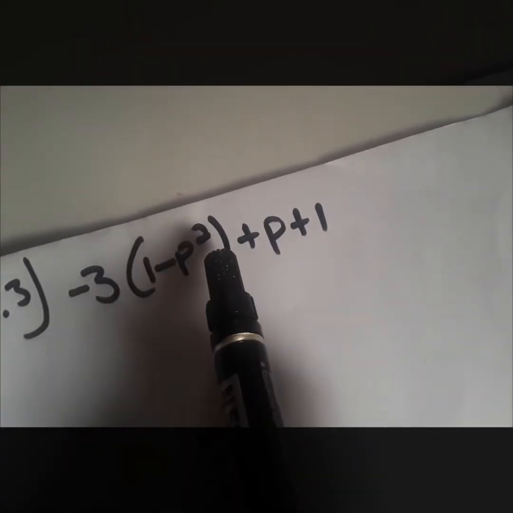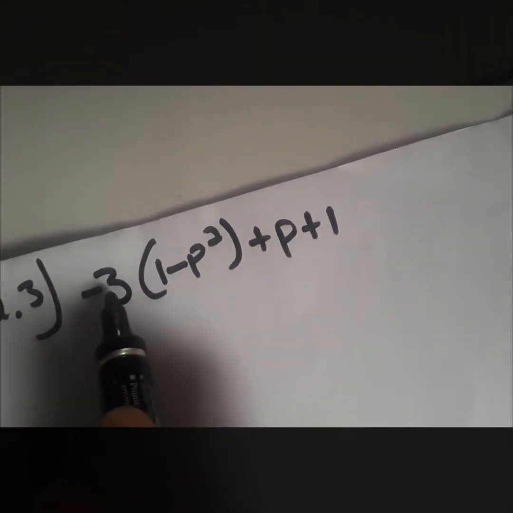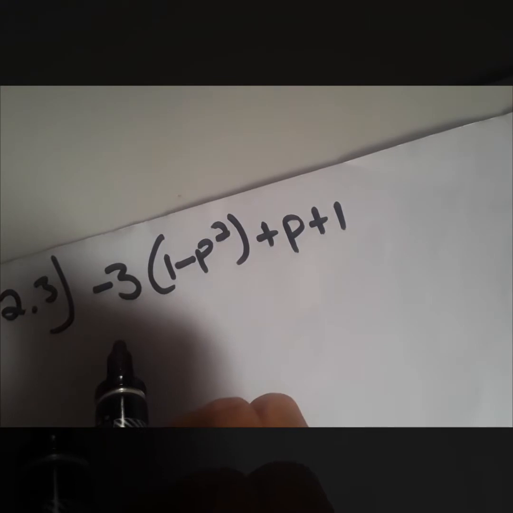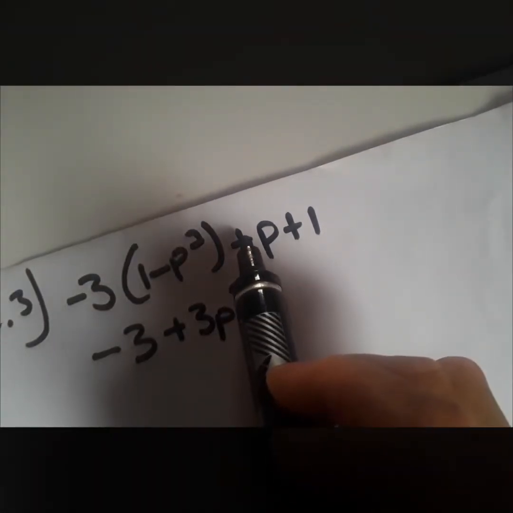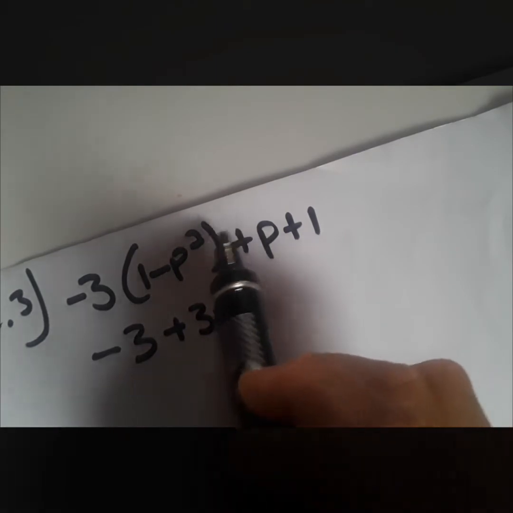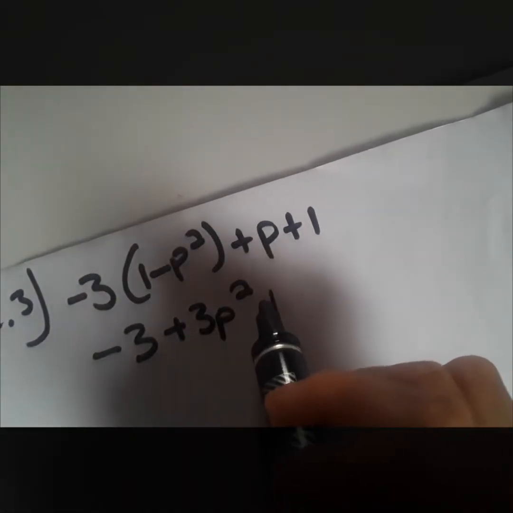One of the simplest ways to factorize this is to remove the brackets. I know there are many ways, but I believe this is one of the simplest. Now let's remove the brackets. Minus 3 times 1 equals minus 3. Minus 3 times minus p squared equals plus 3p squared. Minus 3, since there's a plus sign after the bracket, we will drop everything as it is.